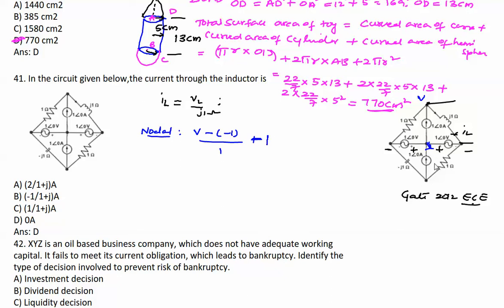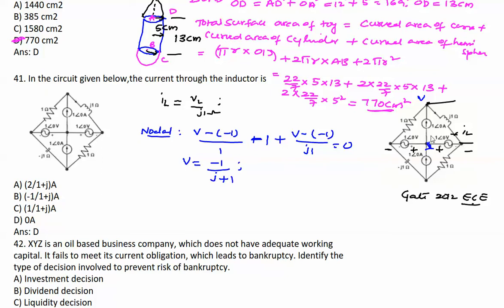So minus 1 here, and now here plus V minus of minus 1 divided by j1 is equal to 0. By solving this equation, we will get V as V is equal to minus 1 by j plus 1. Now we want VL here, the voltage across the inductor.